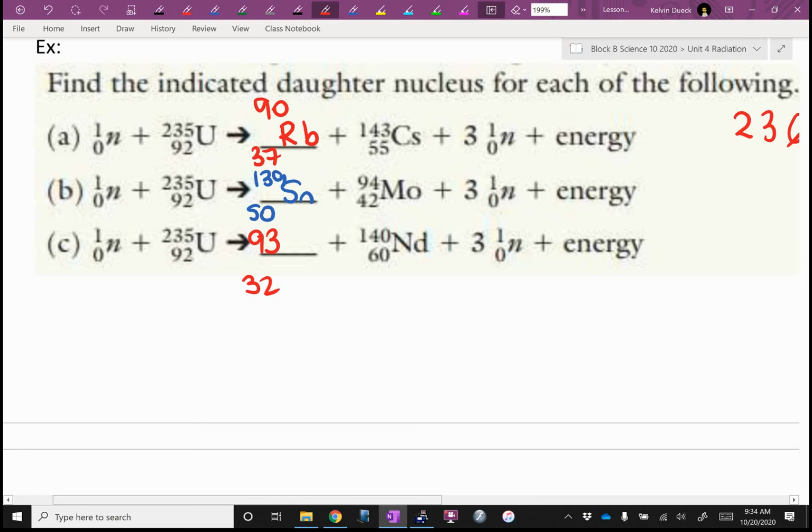Germanium? What's its symbol? G. Just a capital G? Capital G and lowercase e. Oh, GE. Okay. Germanium, named after Germany, because that's where it was discovered.